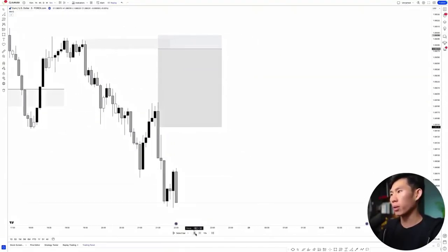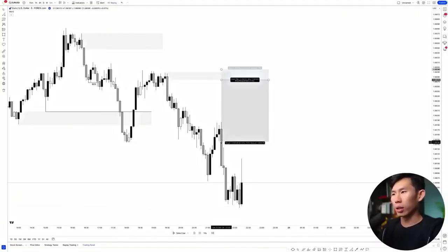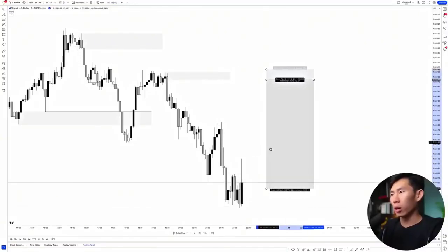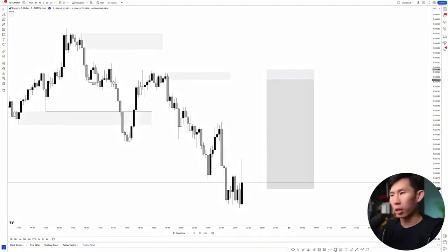Does it actually go up there? Nope. I don't think it went all the way up there. Okay, so let's just look for another order block.